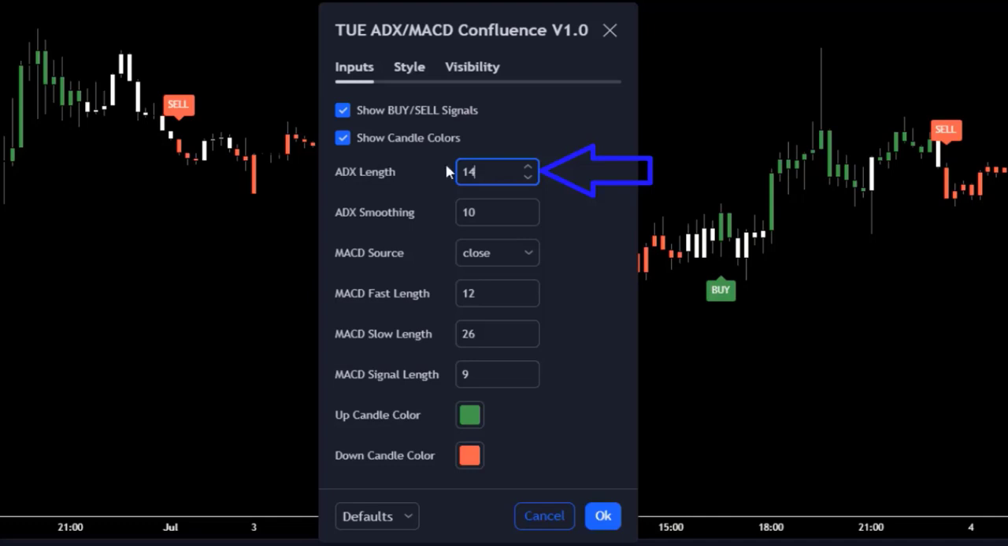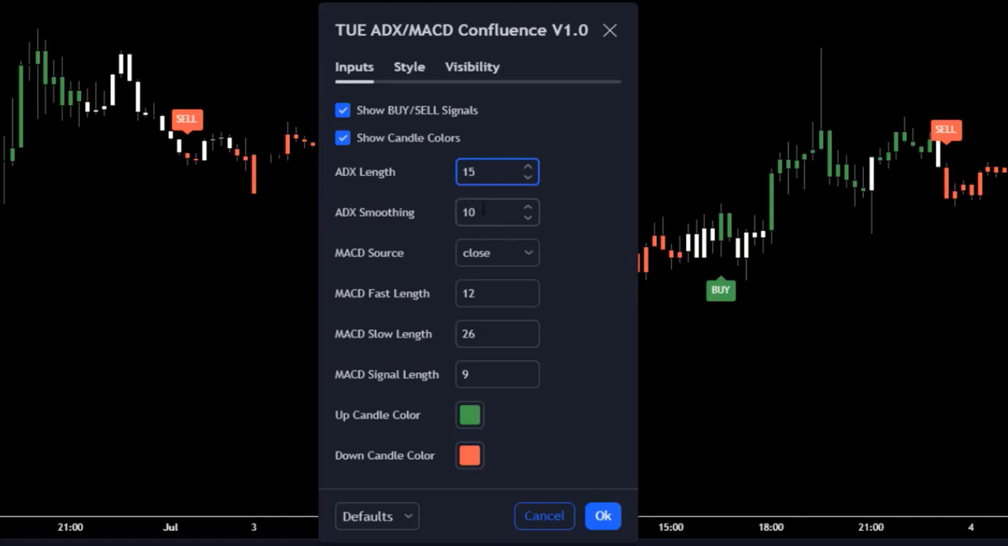The default setting for the ADX length parameter is typically 14. However, for this specific strategy, we need to make a slight adjustment and increase it to 15. By increasing the ADX length to 15, we can ensure that we consider a slightly longer period of price data, providing a more comprehensive view of the trend's strength.